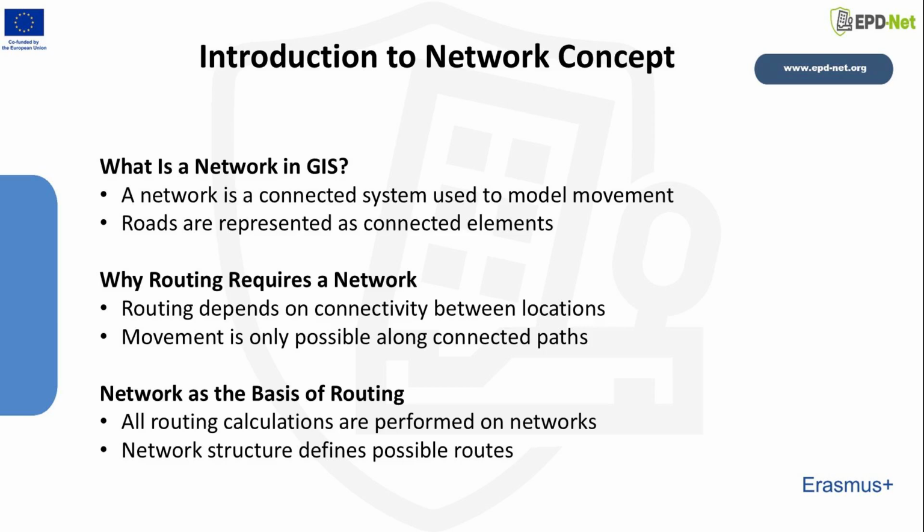In GIS, a network refers to a connected system that represents how movement occurs between locations. In routing applications, road networks are modeled as a collection of connected elements that allow travel from one point to another.